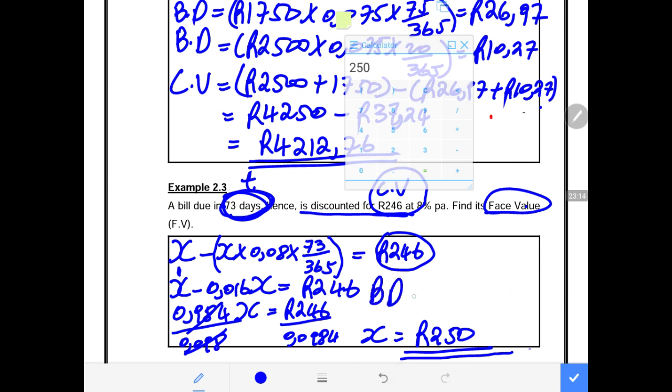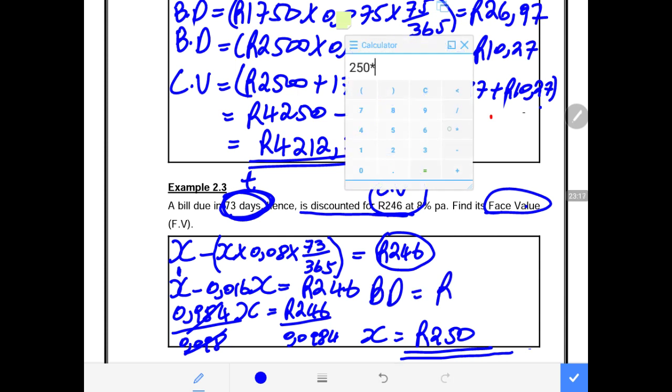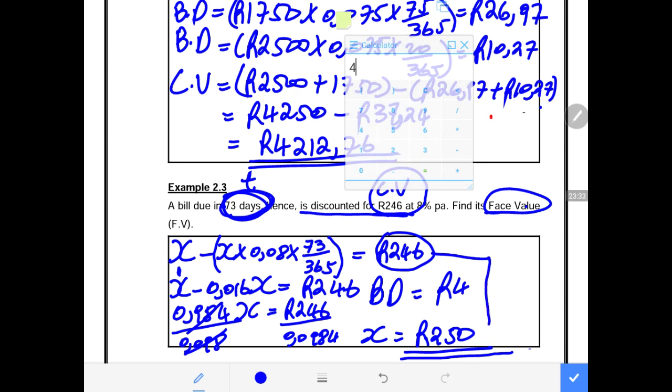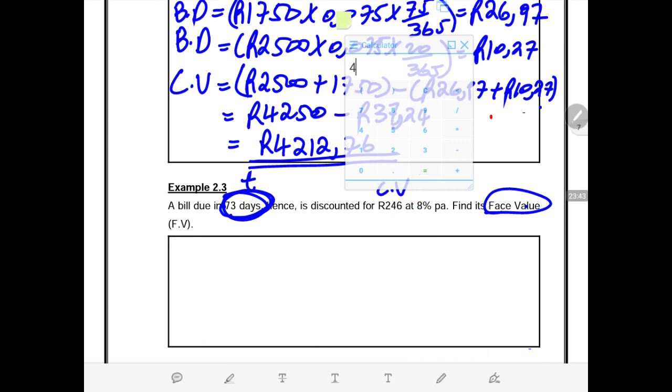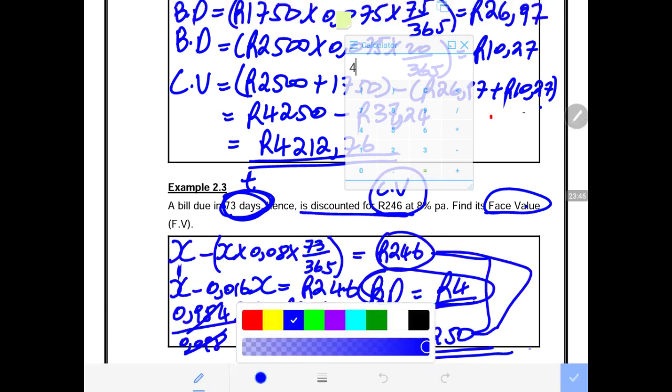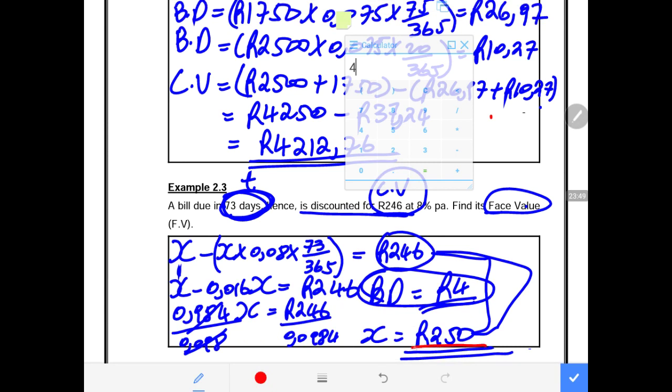That means the banker's discount will be the difference between the two, 250 minus 246, which gives us 4 rand. That means the banker's discount, being the difference between the face value of the bill and the cash value of the bill, is 4 rand. Remember, the 4 rand was not required, but what was required was to calculate the face value of the bill, which is the unknown x that we solved.